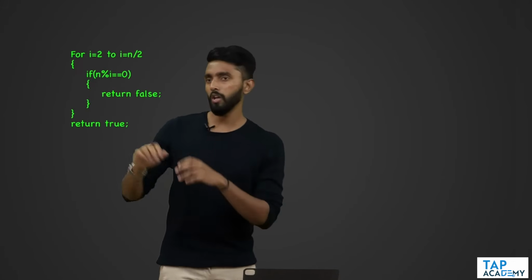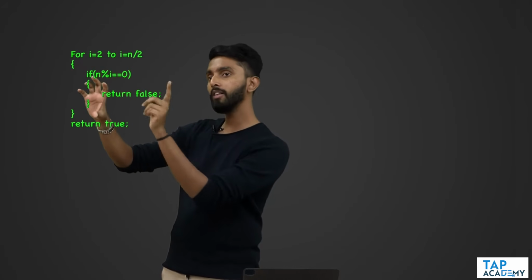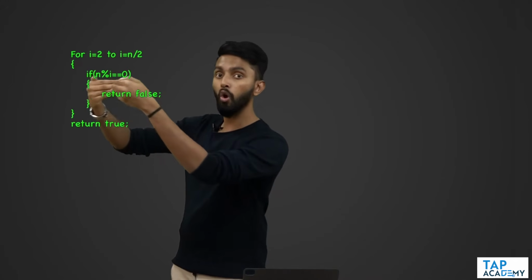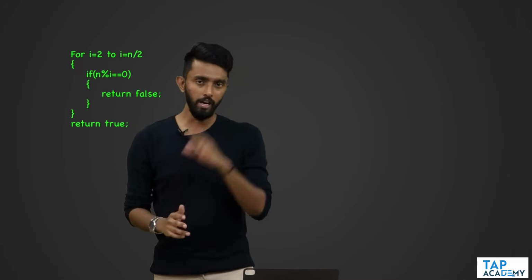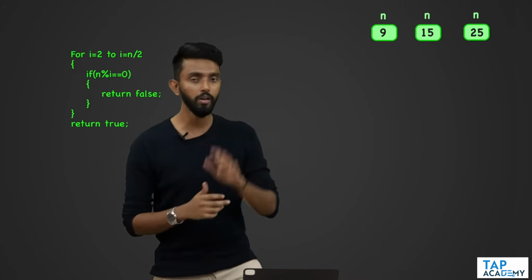Guys, watch it. Ultimately, this loop is trying to find whether there is a factor, which means in this loop, you're checking whether it is not a prime number, and only when it comes out of the loop, you're telling it is a prime number. So let me take a few non-prime numbers, 9, 15 and 25. Okay, now look at this.